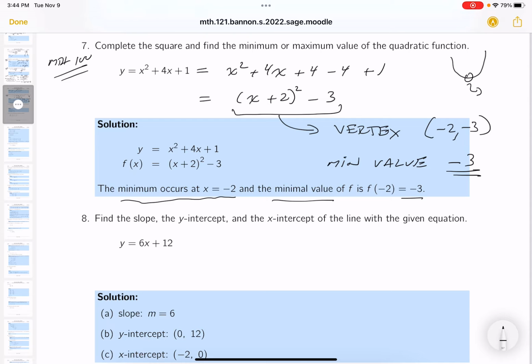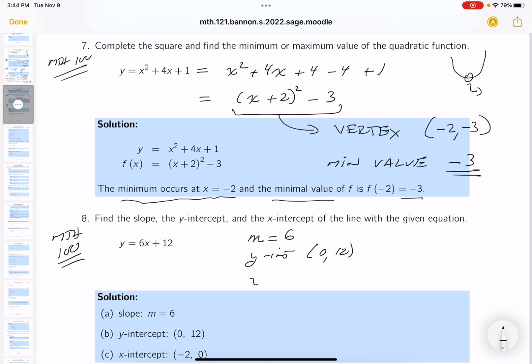All right, this one says find the slope, y-intercept, and x-intercept of the line of a given equation. Fairly simple. Let me write this down for you. The slope, written as y equals mx plus b, is 6. What's the y-intercept? I'll write this one down for you. And again, this is Math 100 now. The y-intercept is when x is 0. Well, the y would be 12.